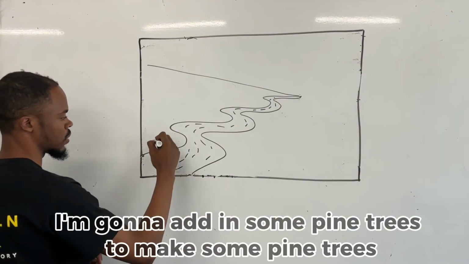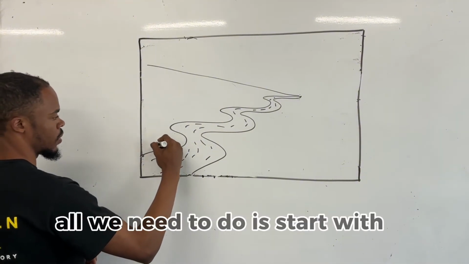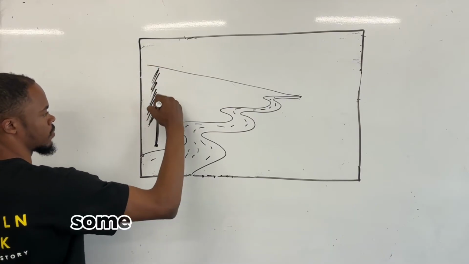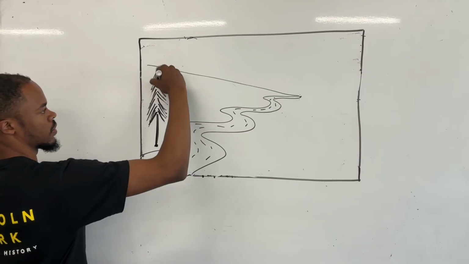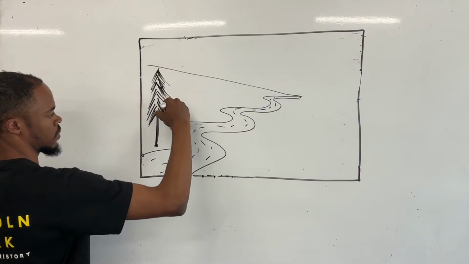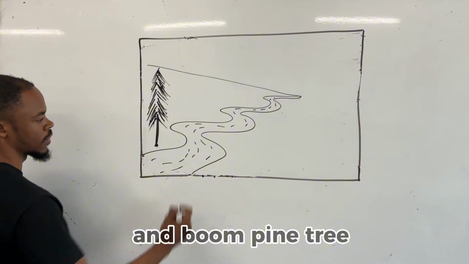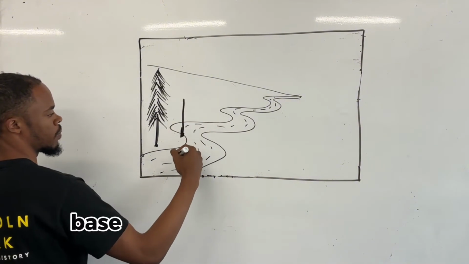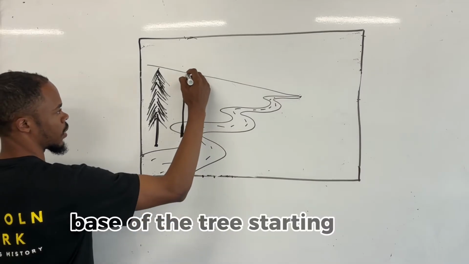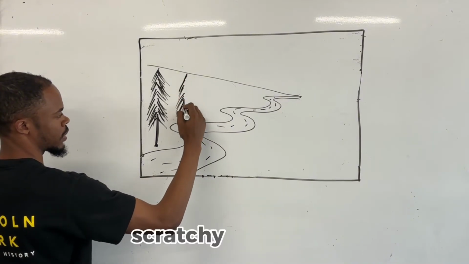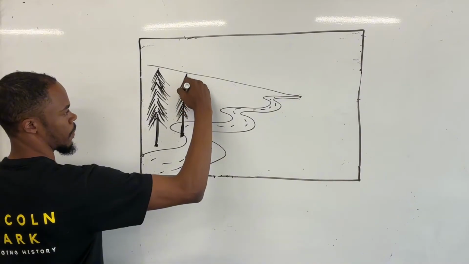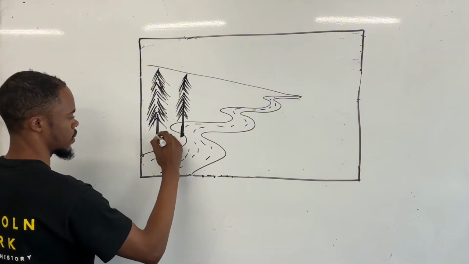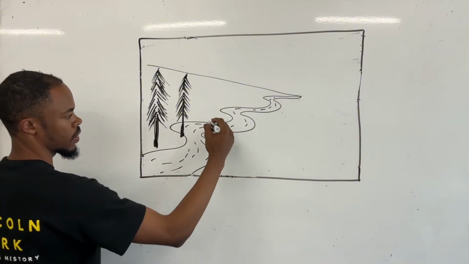To make some pine trees, all we need to do is start with the base and then draw some sketchy lines down from the top. Some rough, scratchy lines like this. And boom, pine tree. Let's draw another one right here at the base of the water. Base of the tree, starting at the top, scratchy lines down. Another pine tree, done. Nice. One more over here.